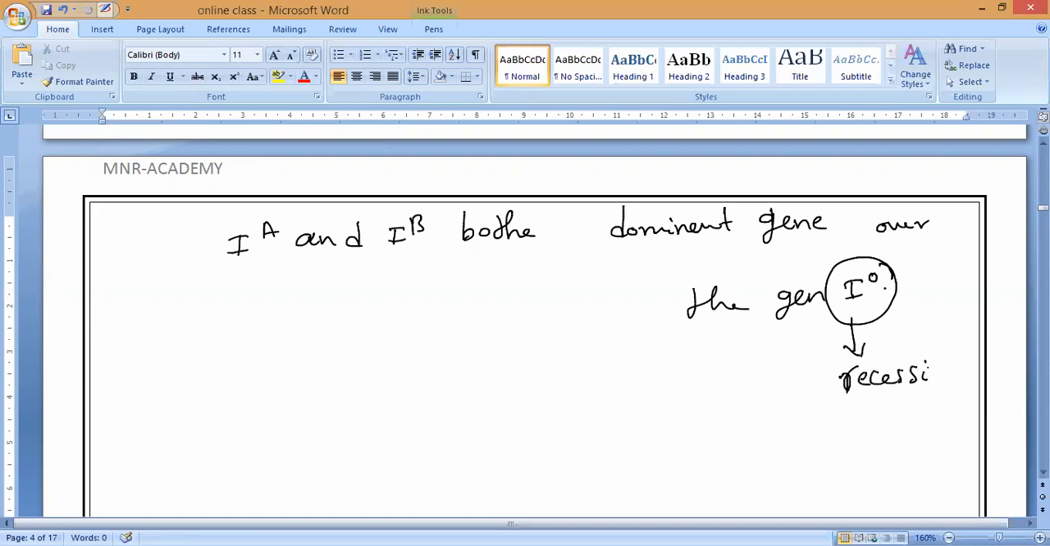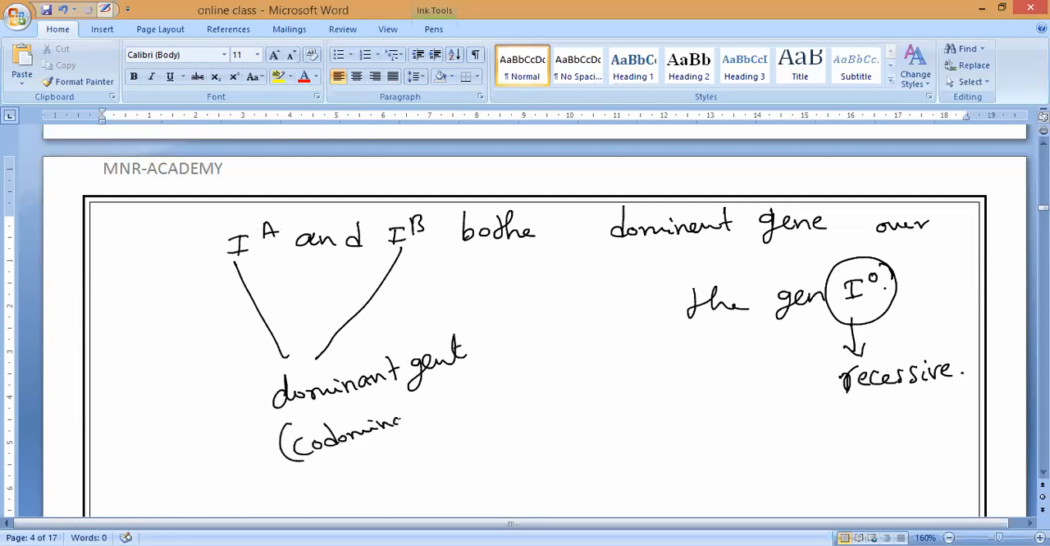Understand, everybody? And I^A and I^B are both called the dominant genes. These dominant genes never dominate each other. That is why they are called codominant genes. Is it okay? Nitish, have you understood? That is what you have to remember. So I^A and I^B are called codominant genes and I^O is called the recessive gene.